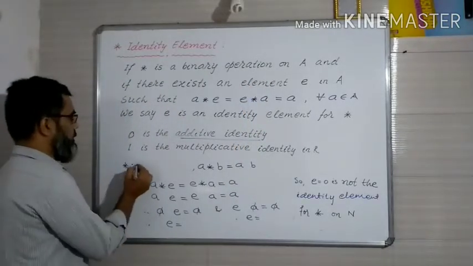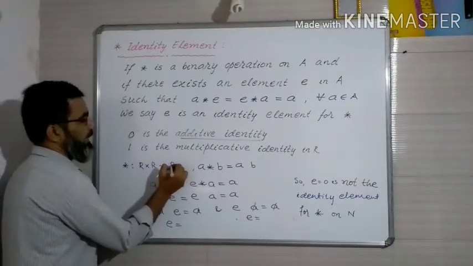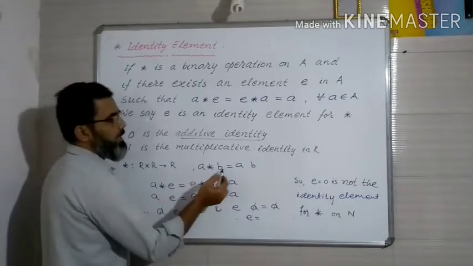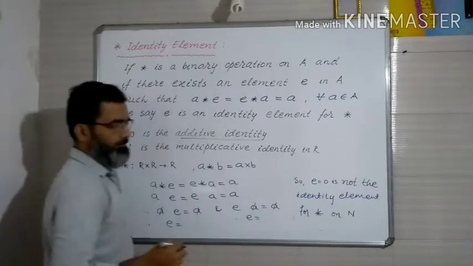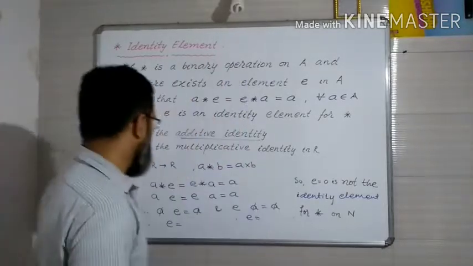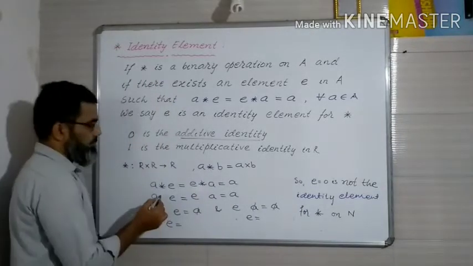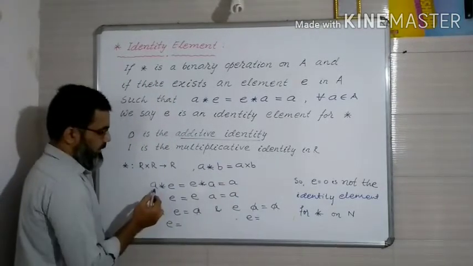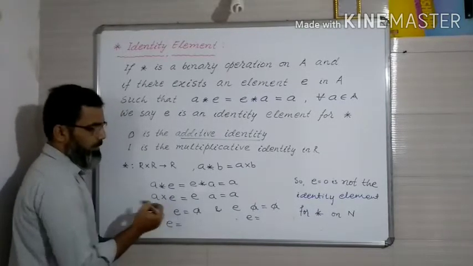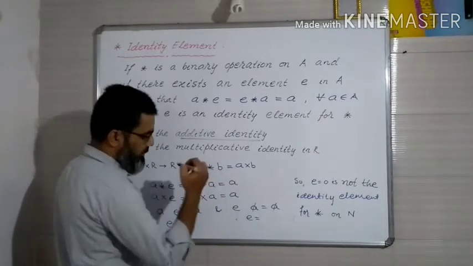Another example, I am going to take a binary operation on set R, so I will write it as R plus R to R, and the binary operation A star B is equal to A into B. Now I want to find the identity element for multiplication. So I will take A star E equal to E star A equal to A. Then by using this formula, A star E equal to A multiplied by E, and E star A equal to E multiplied by A, equal to A.